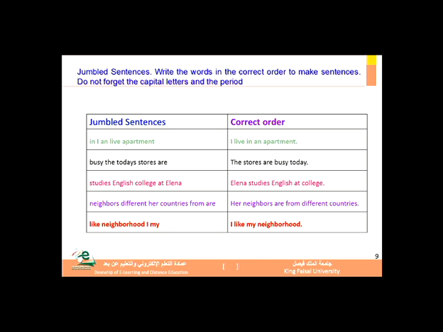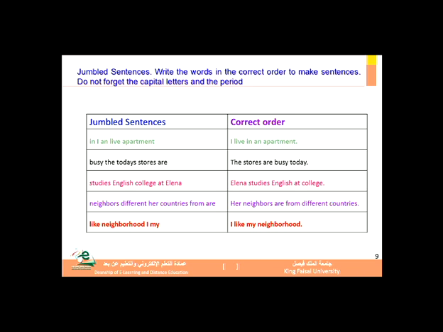So, if we try to do the first sentence: I live in an apartment. We start with the subject, I live in an apartment. We started with the subject first, then we moved to the verb, then the preposition, then the noun, an apartment. So, I live in an apartment.